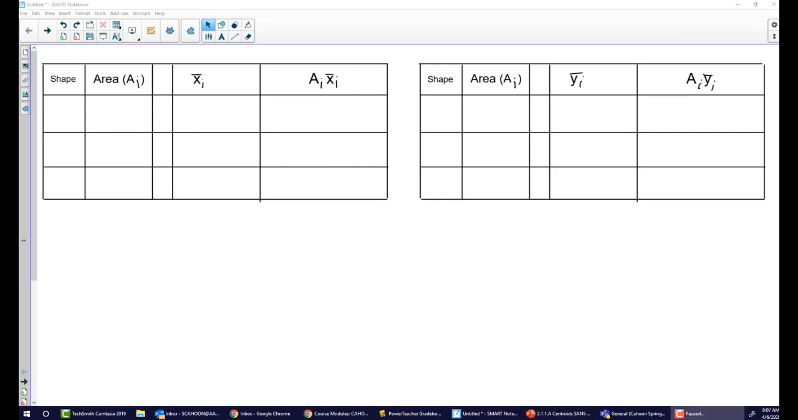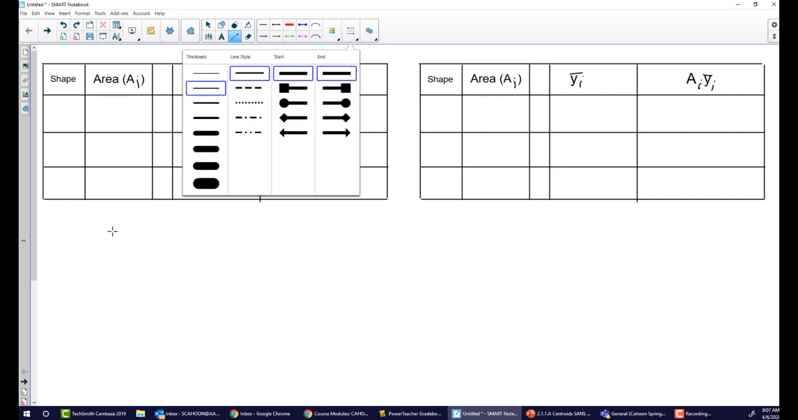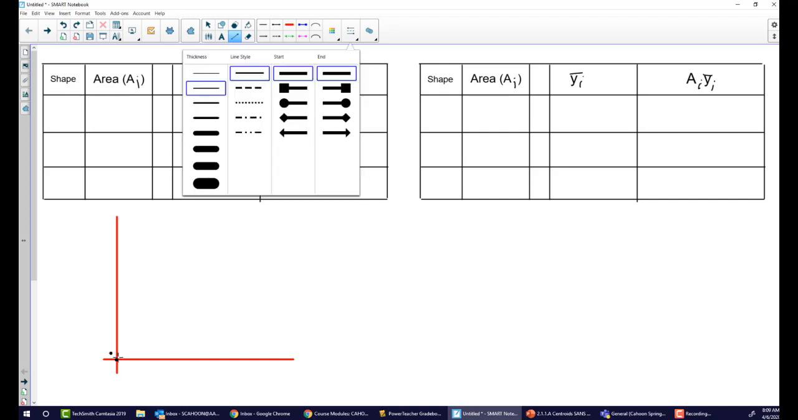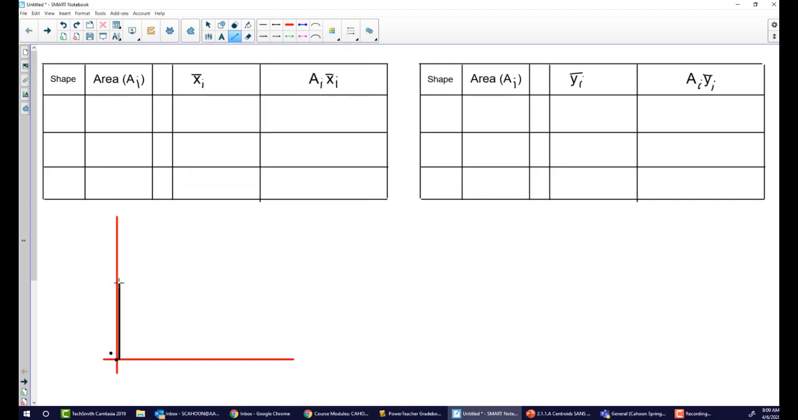Okay, so I am going to do a sample problem here. So let's do a sample problem, and I'm not going to go crazy with this sample problem. Let's do y-axis and x-axis, okay? And so we're going to have a shape like this. Okay. All right, so this is going to be our complex shape.